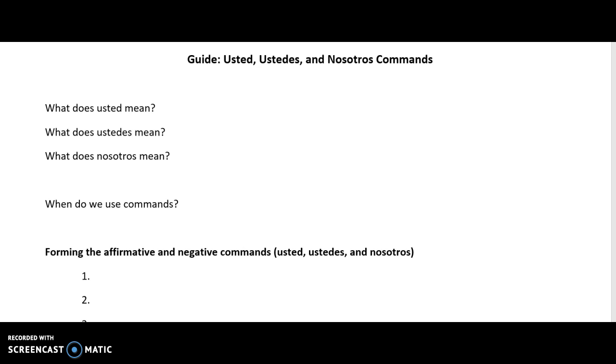Ustedes means you all, and that can be either formal or informal. So anytime you are addressing a large group of people and saying you all do something, that would be ustedes. And then nosotros means us. Let's do this. All of us. Okay?